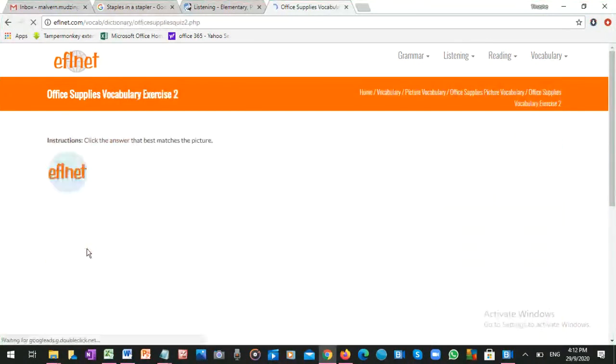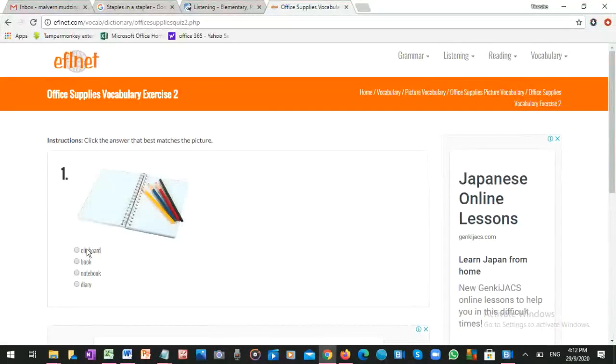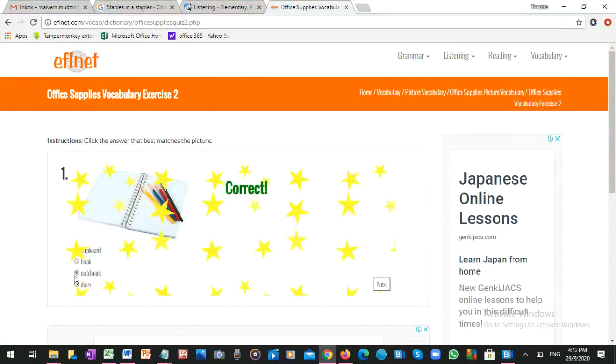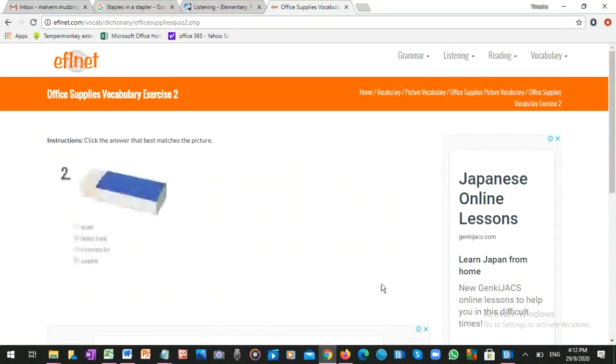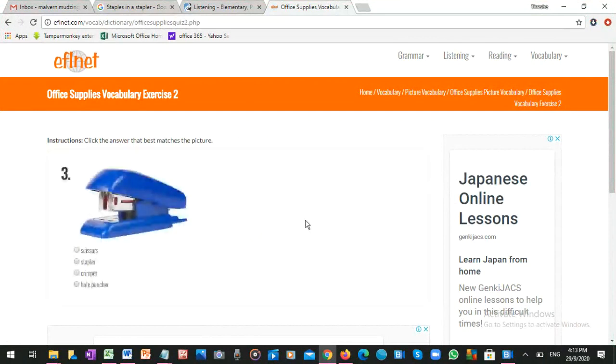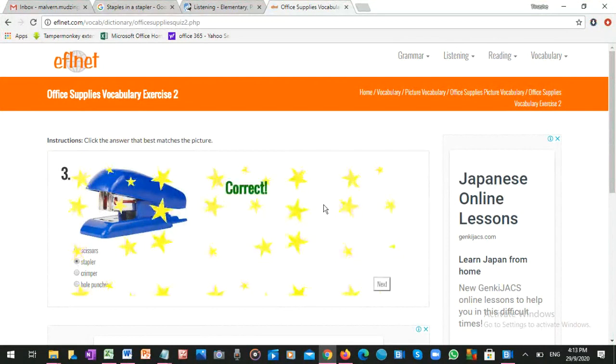Okay, let's move on to the next one. Number one is a notebook. All done. Notebook. Well done. Number two is an eraser. Well done. Number three, a stapler. Well done. Stapler.